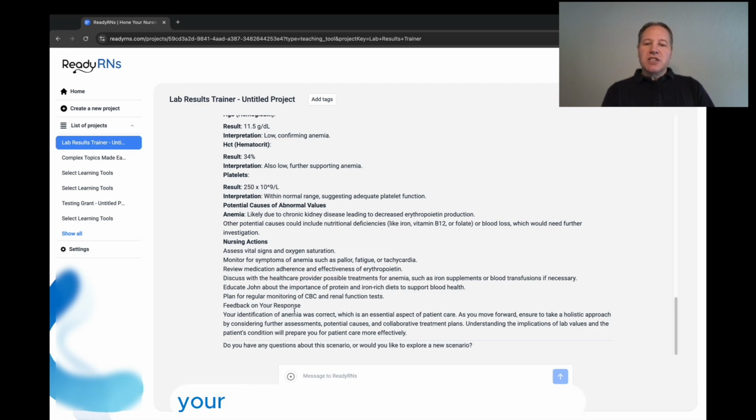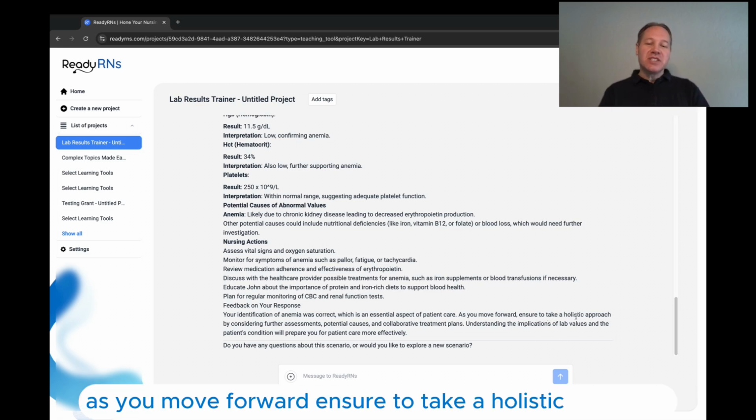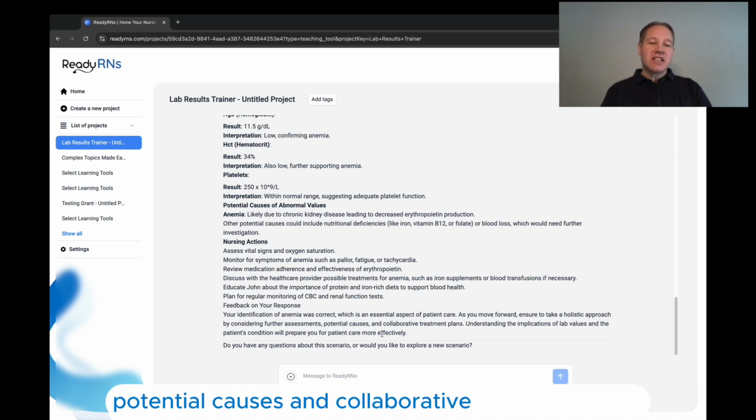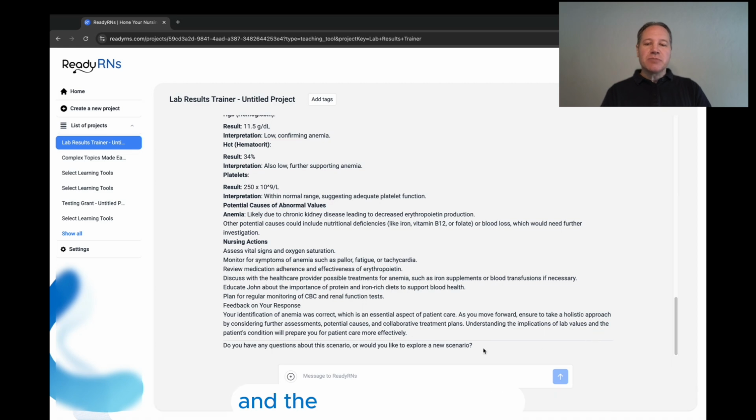Feedback on your response. Your identification of anemia was correct, which is an essential aspect of patient care. Woohoo, we did it. As you move forward, ensure to take a holistic approach by considering further assessments, potential causes, and collaborative treatment plans. Understanding the implication of lab values and the patient's condition will prepare you for patient care more effectively. Do you have any questions about the scenario, or would you like to explore a new scenario? Well done.